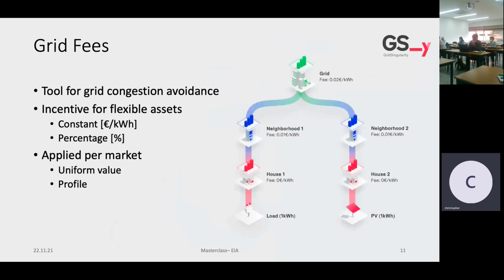And by also having this hierarchical representation, DSOs can place granular grid fees on top of each market. So each of those markets can receive different grid fees, which allows them to use it as a tool for congestion avoidance. This grid fee can be set either as euro per kilowatt hour or as a percentage of the trade's price. You can set it as a uniform value that is constant through the whole simulation, but you can also set it as a profile, which allows you to build a more dynamic grid fee strategy to try to reduce the peak import or peak export of your community.